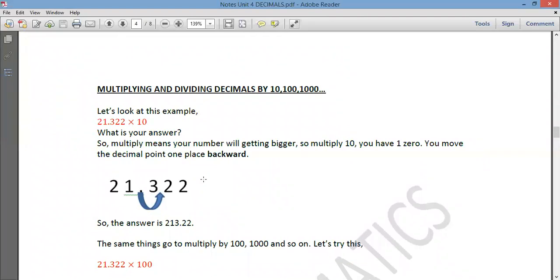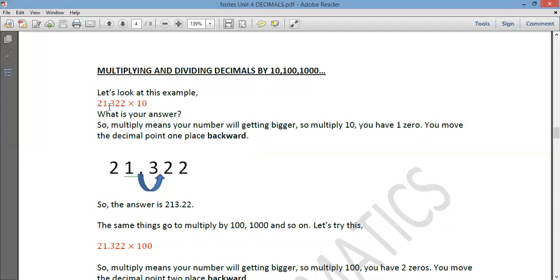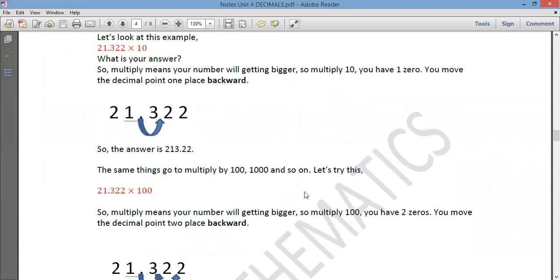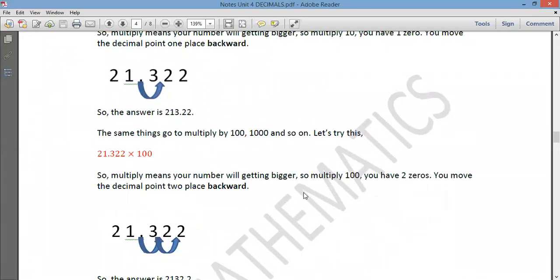Okay, next, this one is multiplying and dividing decimals by 10, 100, and 1000. Let's say for this one, 21.322 times 10. When you multiply by 10, your answer becomes bigger, which means you have to move the decimal point one step backward. So you can directly get your answer, which is 213.22. The same thing applies when you multiply by 100 and 1000.